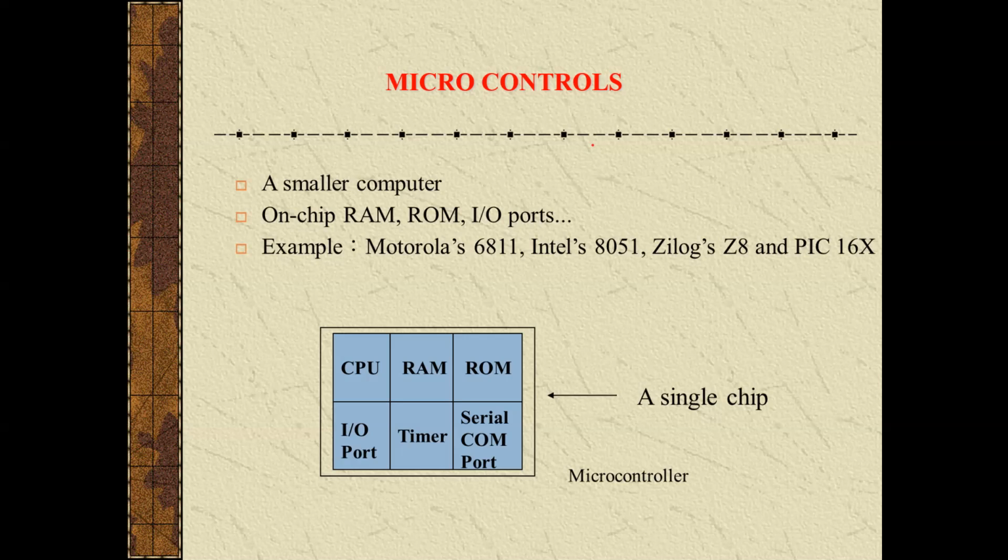In order to avoid these drawbacks of the microprocessor, we have developed the microcontroller. A microcontroller is itself a small chip, optimized for a specific application. It consists of all the features of the microprocessor as well as the features required to build a complete computer.